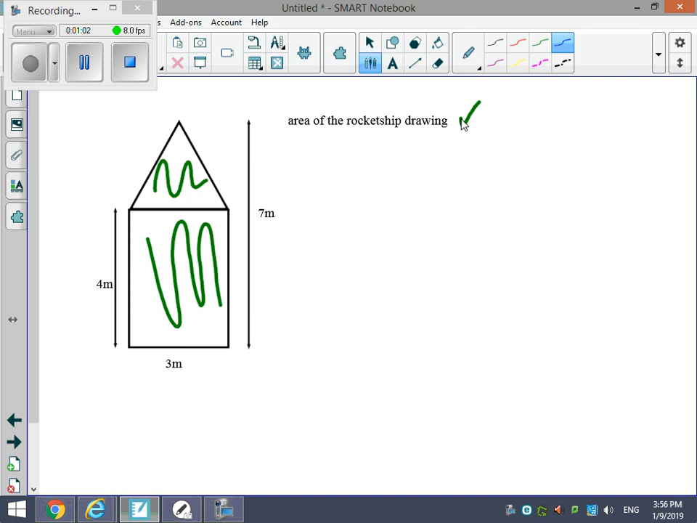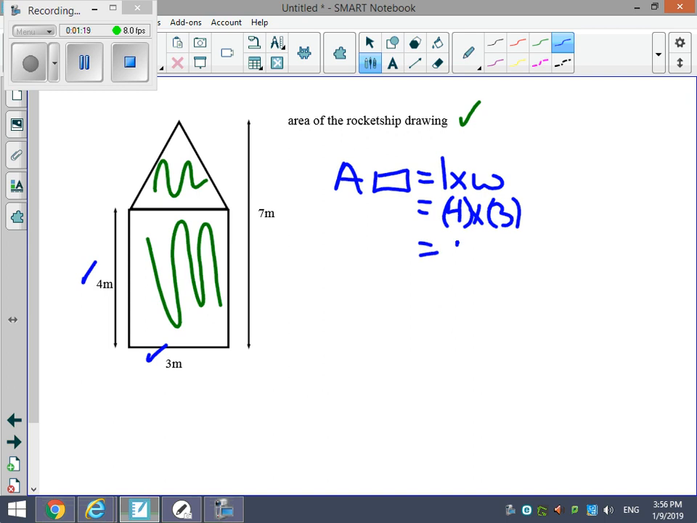So the first part is we want to do the area of the rectangle, and there's your length, and there's your width, so we can go ahead and get started on that. Area of a rectangle equals length times width, and that's 4 times 3. I do like brackets to show substitution, it's just me. And the units were meters, so it's 12 meters squared. And that's not bad. We'll just circle that and come back to it later.